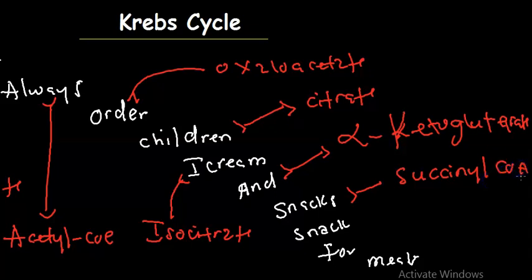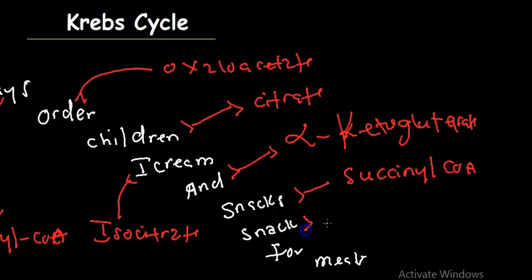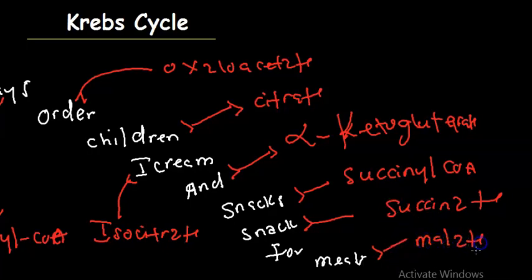And here we have our S, which is succinyl-CoA. So this is supposed to be CoA. Here I made a mistake. And here we have our next snacks, which is the succinate. And the last but not the least, which is the M, and this simply stands for the malate.